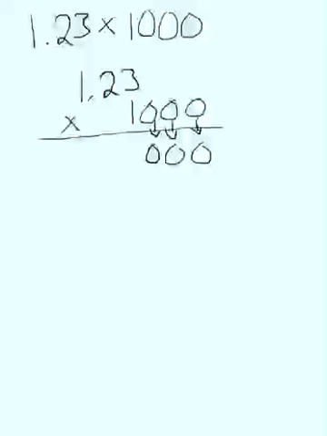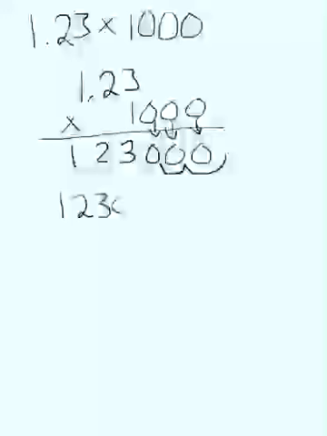What's 1 times 3? 3. 1 times 2 is 2. 1 times 1 is 1. How many decimals were in the original problem? How many after the decimal? 2. Move your decimal in 2 spaces. Your answer would be 1, 2, 3, 0. And you can put 0.0, but you don't have to. That's just a trick with those to save you some time.